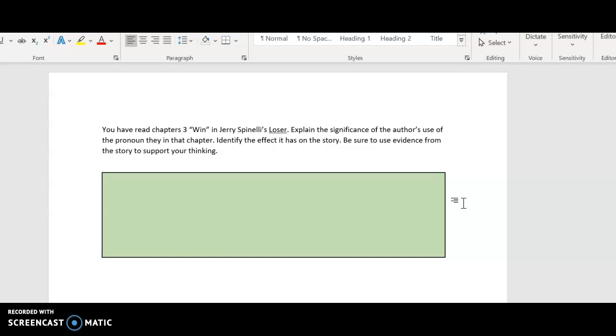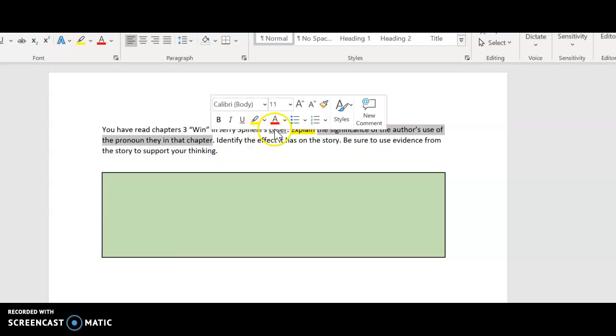So I know that I need to start by looking for the do word. So I find the word read. So read chapter 3. All right, so that's the first thing I have to do, which we've already done. So we're going to reread it in preparation of writing our essay, but I know I've already done that. And then I look at this second sentence and I see this word explain. I know that's a do word. That is a verb. So I am going to highlight it. Okay, explain. Now, what am I explaining? I am explaining the significance of the author's use of the pronoun they in that chapter.